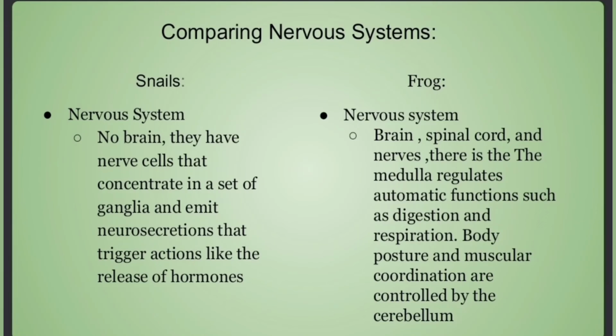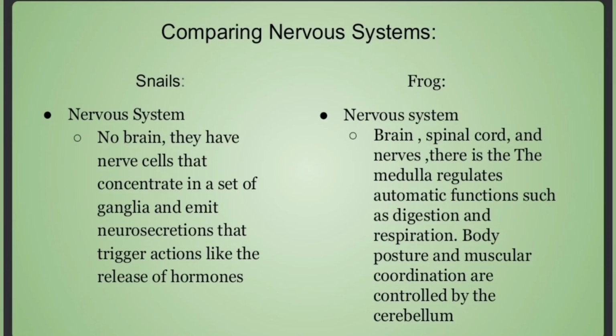Comparing nervous systems, in the frog, the nervous system consists of the brain, spinal cord, and nerves. There is the medulla, which regulates autonomic functions such as digestion and respiration. Body posture and muscular coordination are controlled by the cerebellum. The frog's nervous system is not very different from the human nervous system.